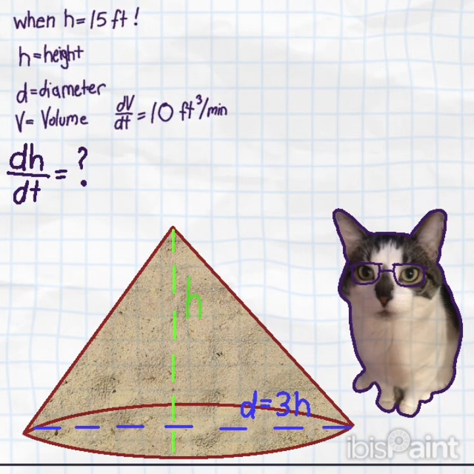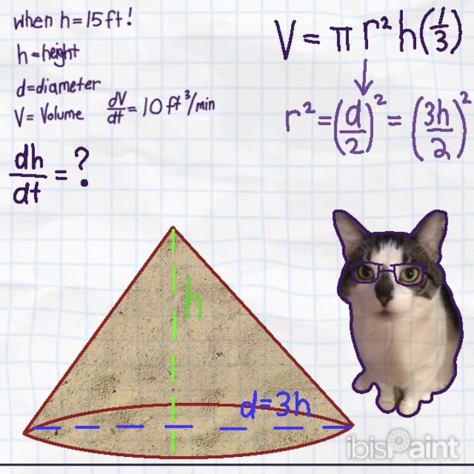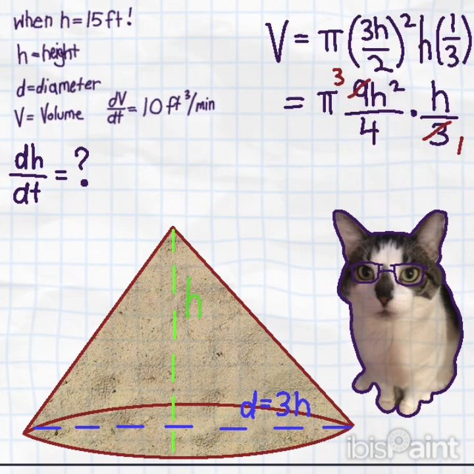So let's set up an equation to connect these variables using the volume formula of a cone, which is volume equals pi times radius squared times height times 1/3. We're going to replace the radius squared with half of the diameter squared because radius is equal to half of diameter. So we end up with the equation volume equals pi times 3/4 times h cubed.